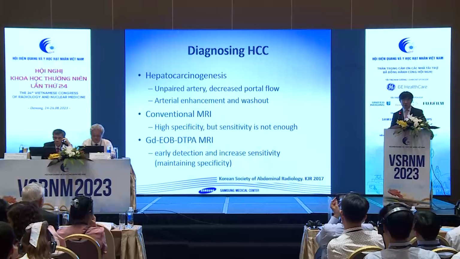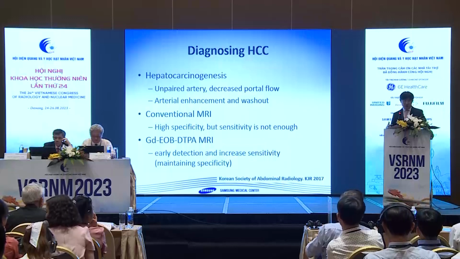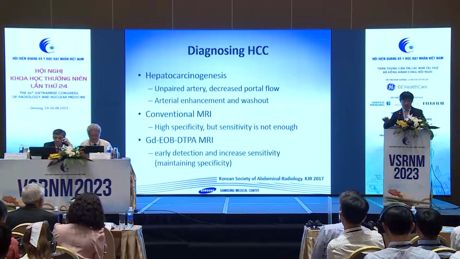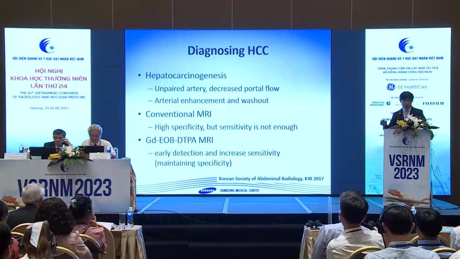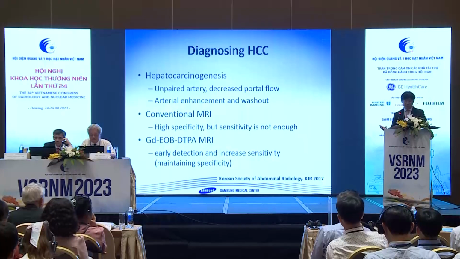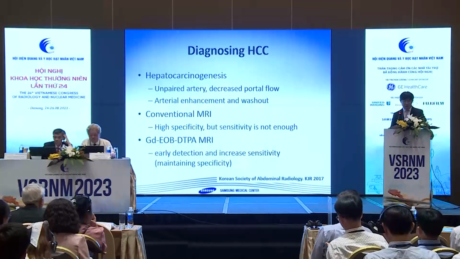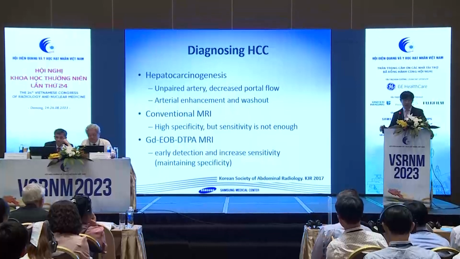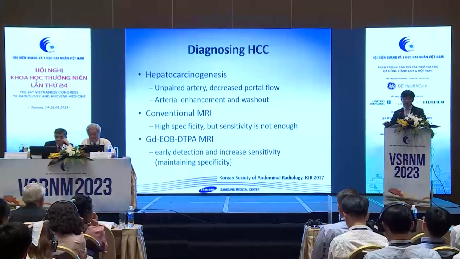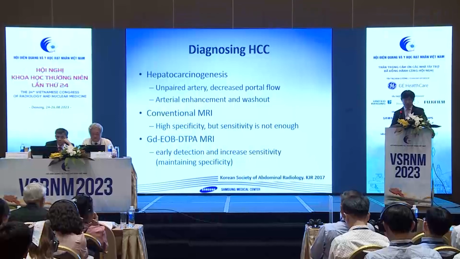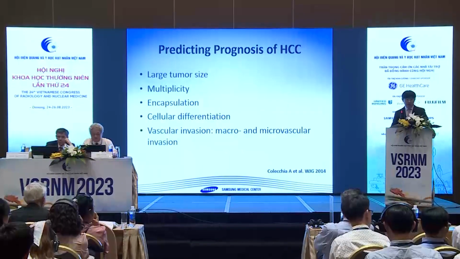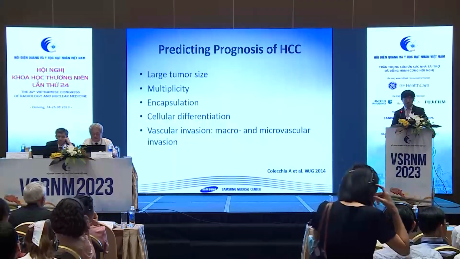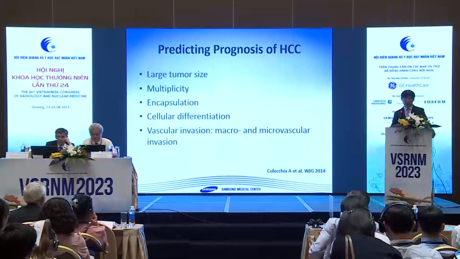So you can use gadolinium EOB DTPA. You can detect more of the hepatic nodules, very small HCCs, so the sensitivity is increased. According to many previous studies, it maintained the specificity of the tumor. And then gadolinium EOB DTPA can also be used for predicting the prognosis of HCC.